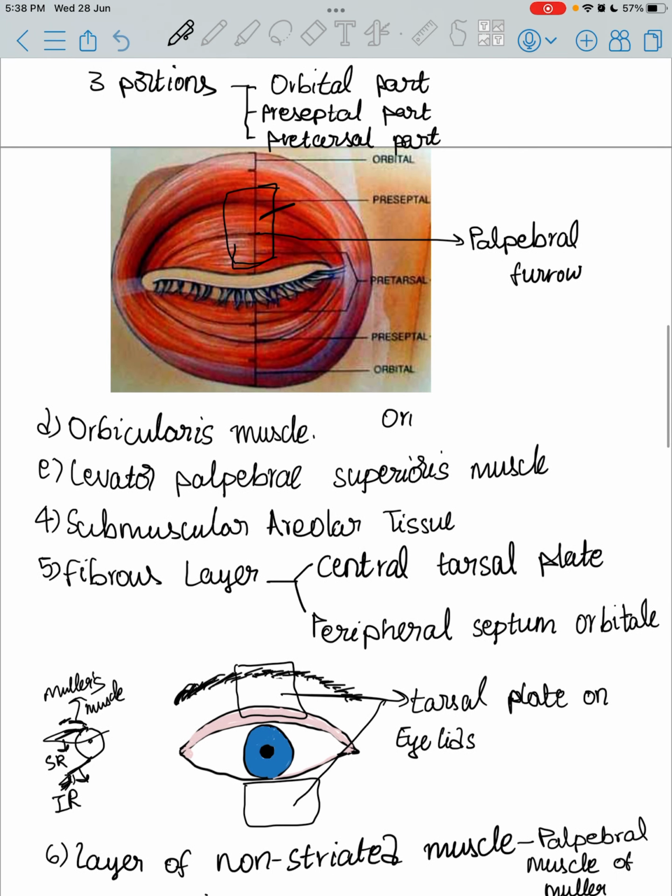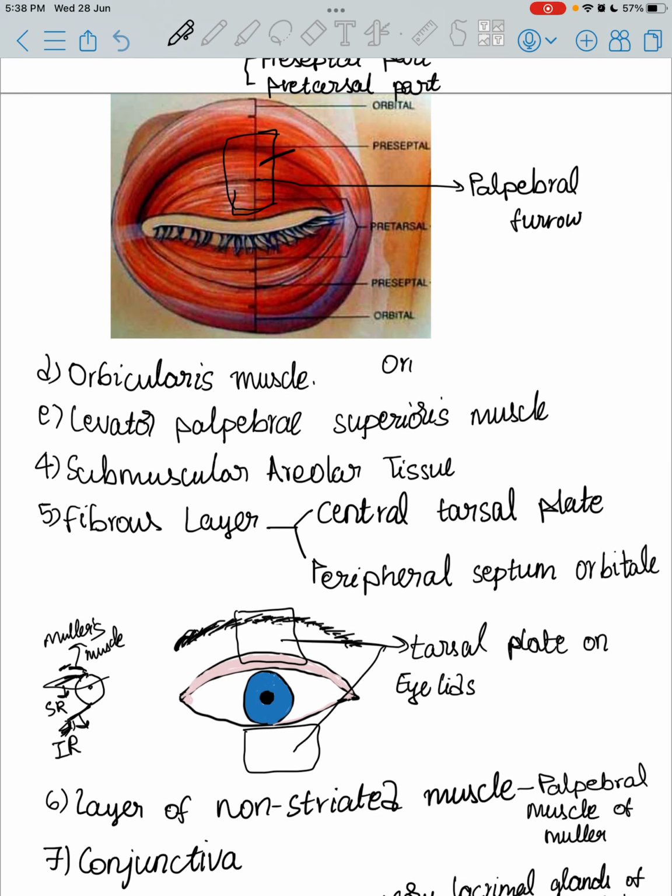The fifth layer is the fibrous layer. It has two parts: the central tarsal plate and the peripheral septum orbitale. The tarsal plates are two plates of dense connective tissue, one for each lid, which give shape and firmness to the lids. The upper and lower tarsal plates join with each other at the medial and lateral canthi and are attached to the orbital margins through the medial and lateral palpebral ligaments.